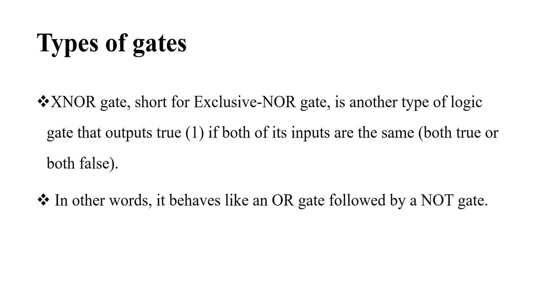In other words, we are saying it is a type of logic gate that outputs true if both of its inputs are the same. So if you have low at the input, the output is going to be high. If you have high at the input, the output is going to be high. That's what we mean. But if you have high and low, then the output is low. If you have low and high, then you have the output as low. In other words, it behaves as an OR gate followed by a NOT gate.